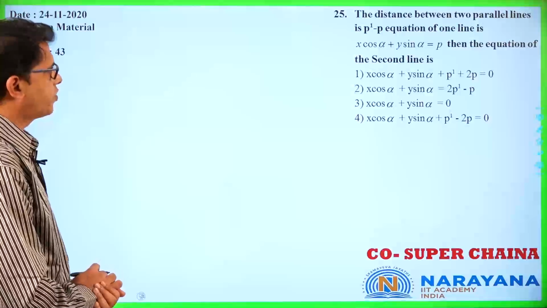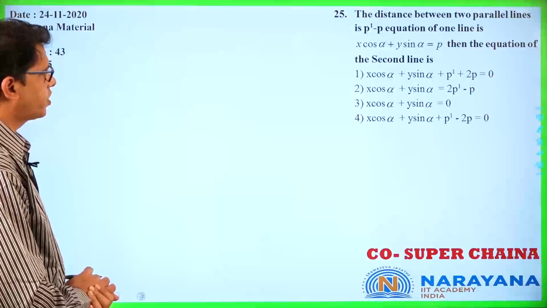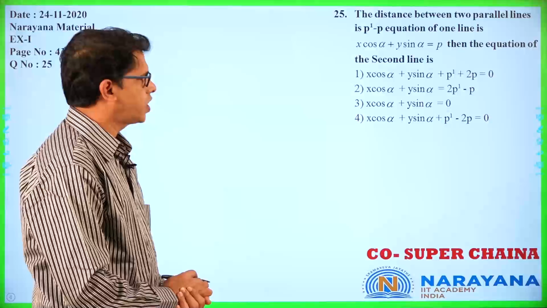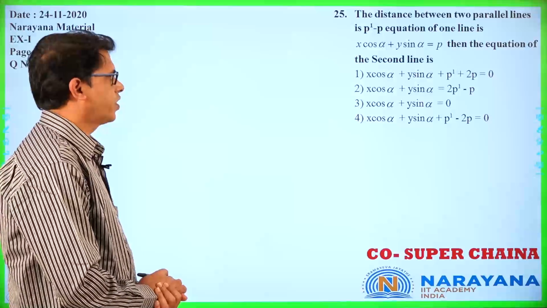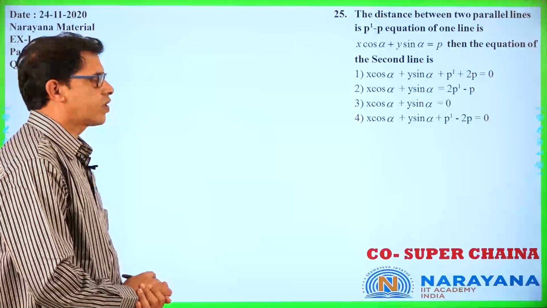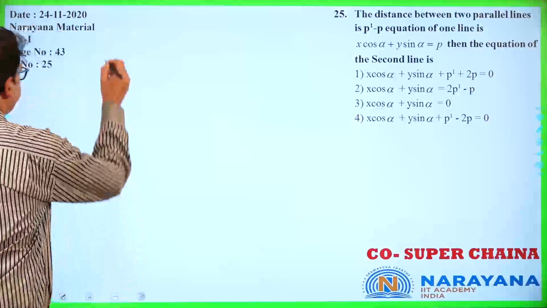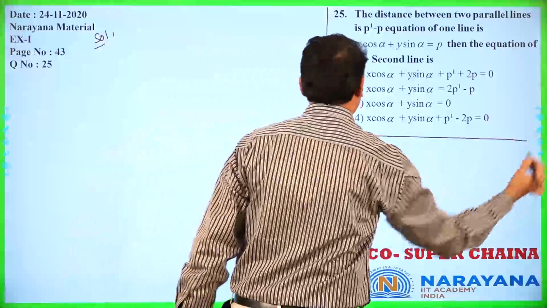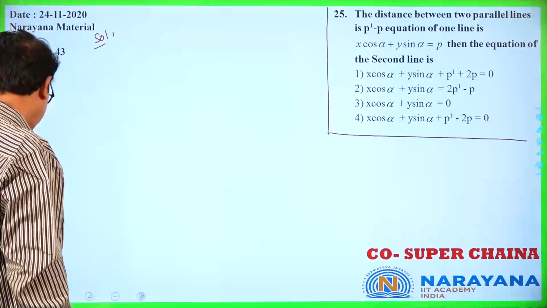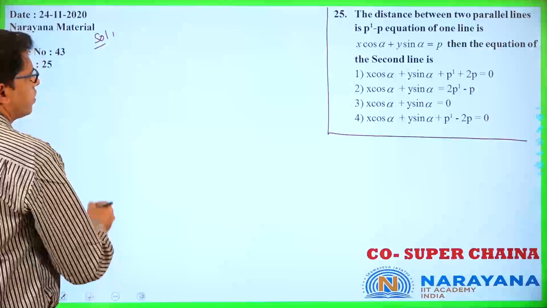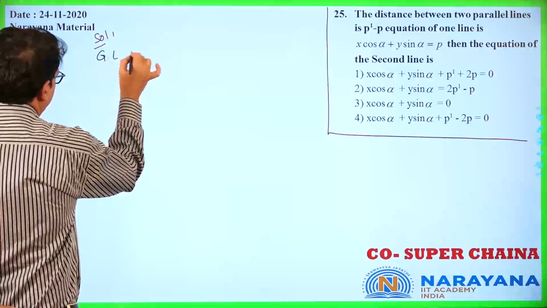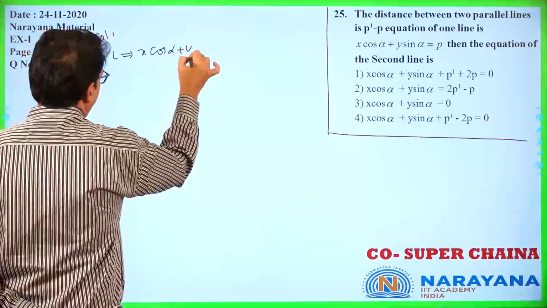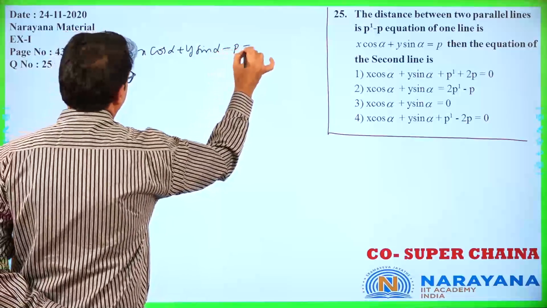Here the distance between two parallel lines is p dash minus p. The equation of one line is x cos alpha plus y sin alpha equal to p, then we need the equation of the second line. So here one line is given. The given line implies x cos alpha plus y sin alpha minus p equals 0.